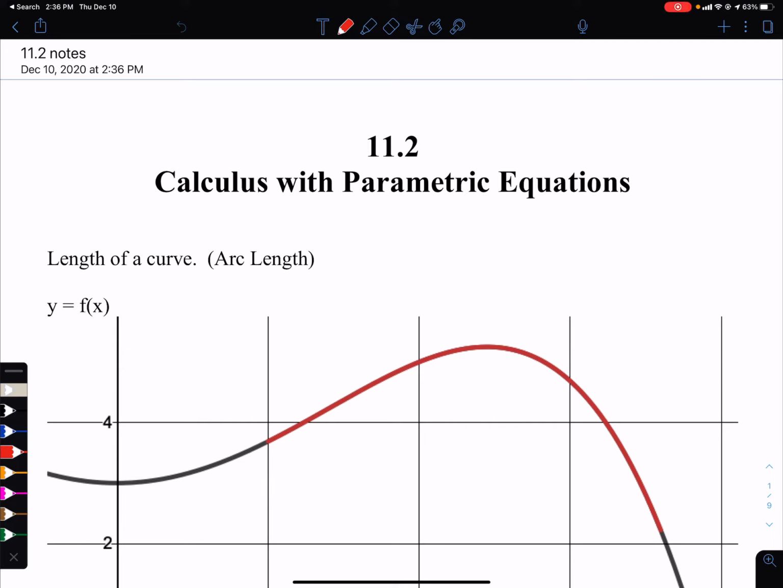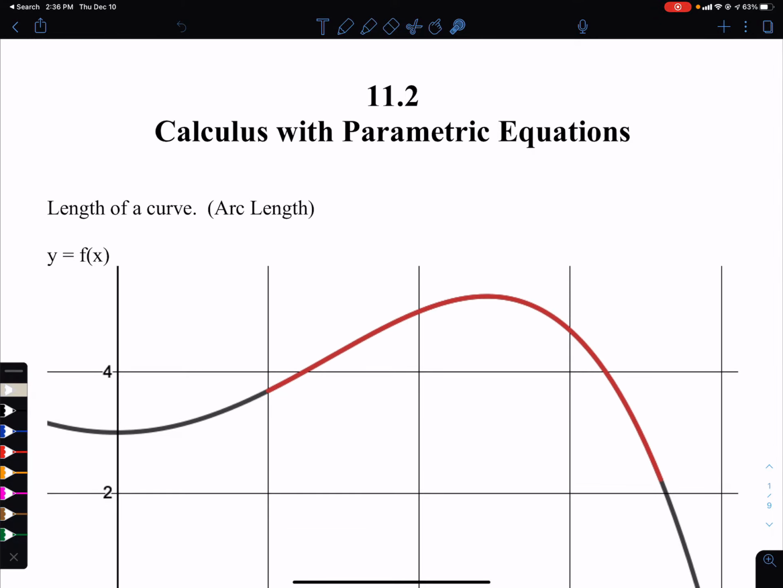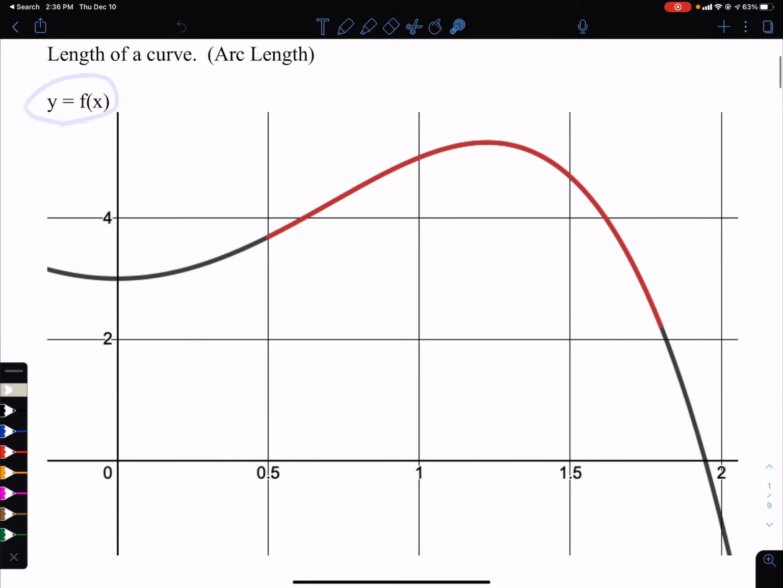This is chapter 11.2, Calculus with Parametric Equations. But before we do that, there's another formula you need to know, and it's the length of a curve of a regular function. So if you have a function y equals f of x, how do you find the length of the curve, this red curve right here? How long is that? How do you do that? Well, that's what this lesson is about.